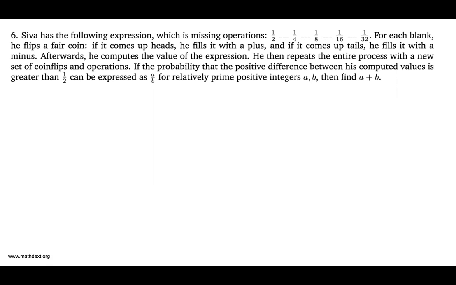For each blank, he flips a fair coin. If it comes up heads, he fills it with a plus. And if it comes up tails, he fills it with a minus. Afterwards, he computes the value of the expression. He then repeats the entire process with a new set of coin flips and operations.